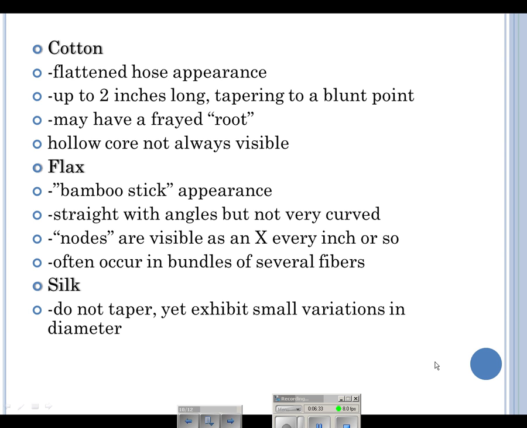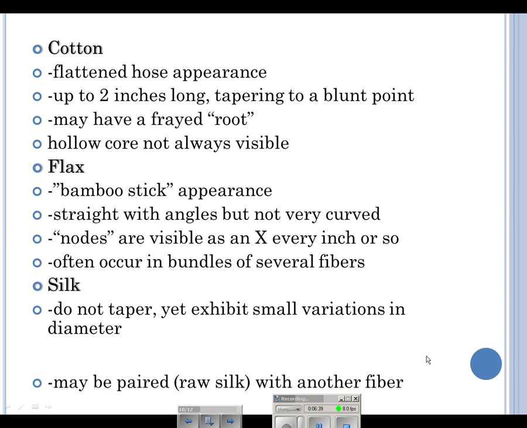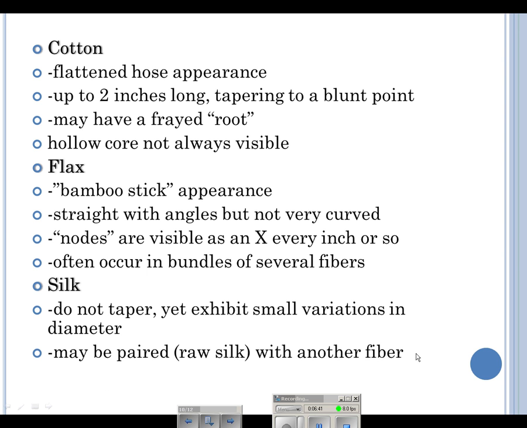Silk does not taper, but there's small variations in the diameter. Remember that this is a webbing. It's from an organism, and it may be paired with another fiber. Typically, you'll find silk with another fiber to give it some more strength, and there's no internal structures.